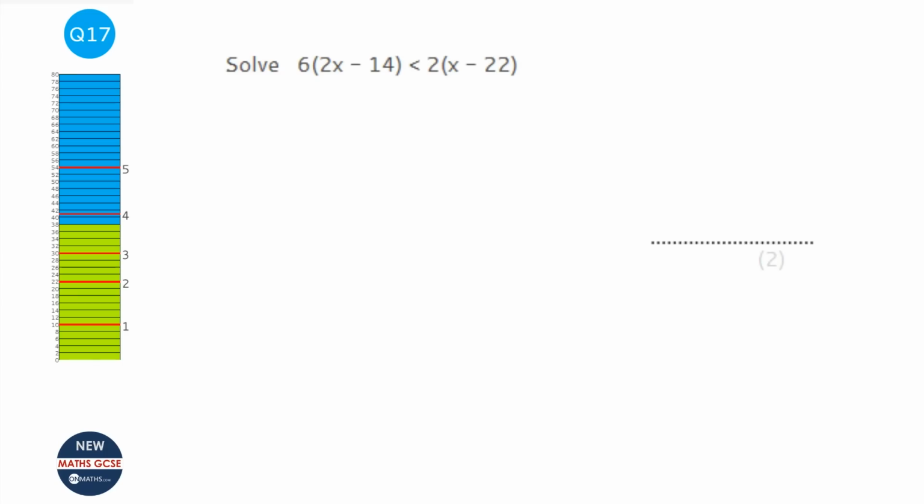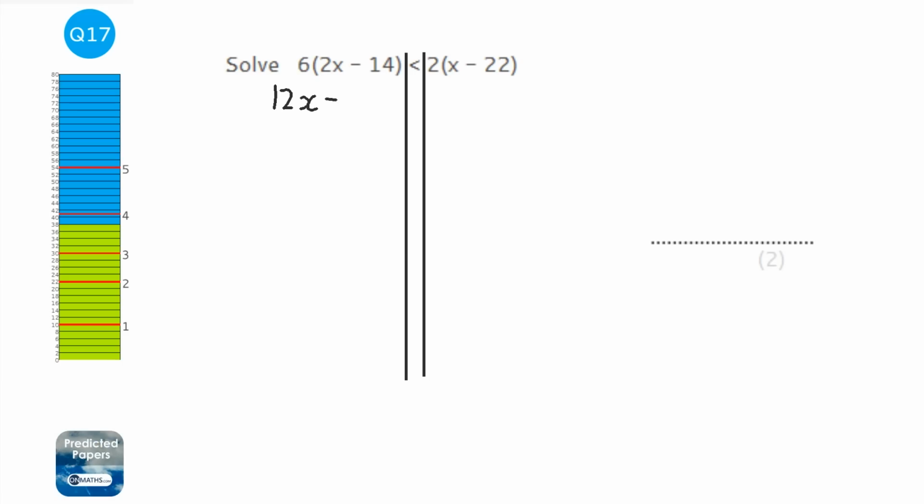Okay, so the way we solve these is the same as if it was an equation. Put our lines down the side here. So first of all, I'm going to just expand these brackets. So we've got 12x minus 60 plus 24, so it'll be 84, is less than 2x minus 44.